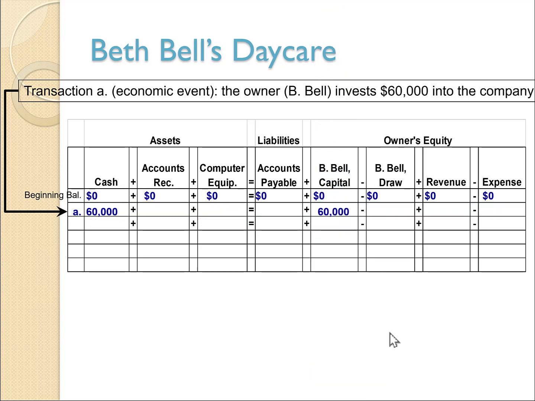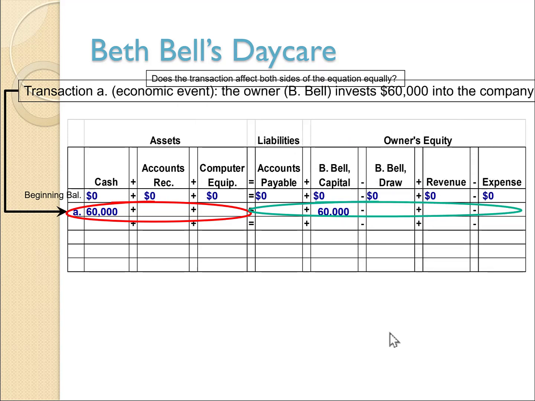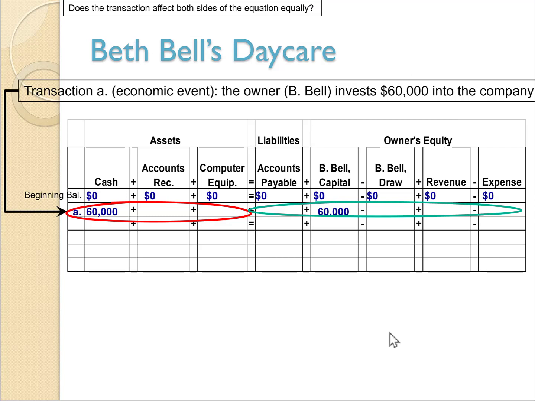And now notice our transaction A balances: $60,000 on the left side of the equation. And when I say the left side of the equation, I mean the left side of the equal sign, and $60,000 on the right side of the equal sign. So yes, the transaction affects both sides of the equation equally. Left side is plus 60,000, right side is plus 60,000.